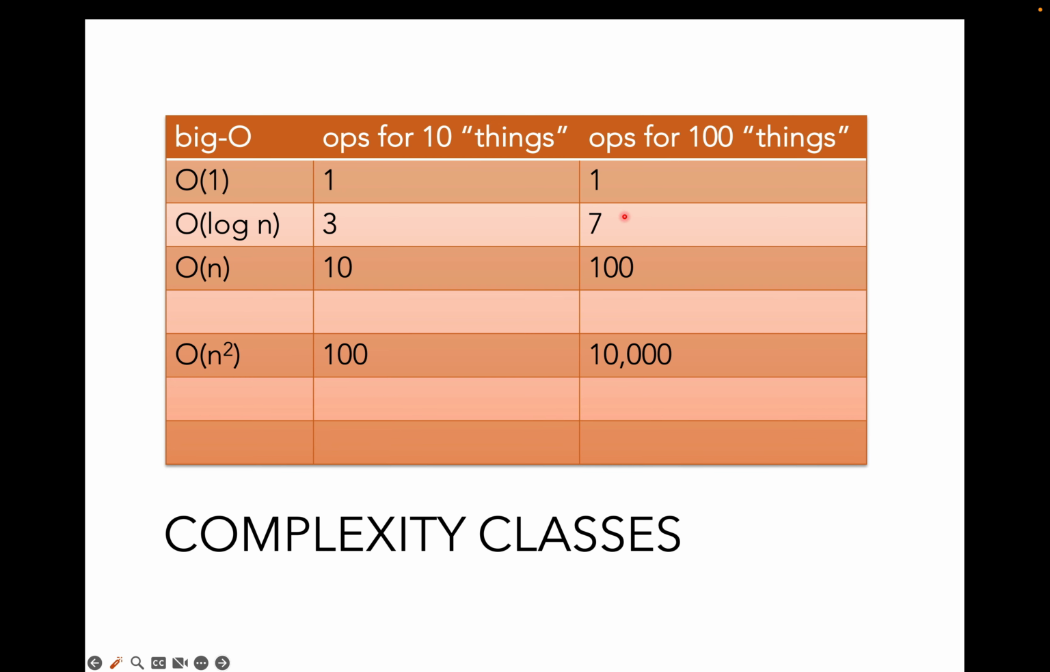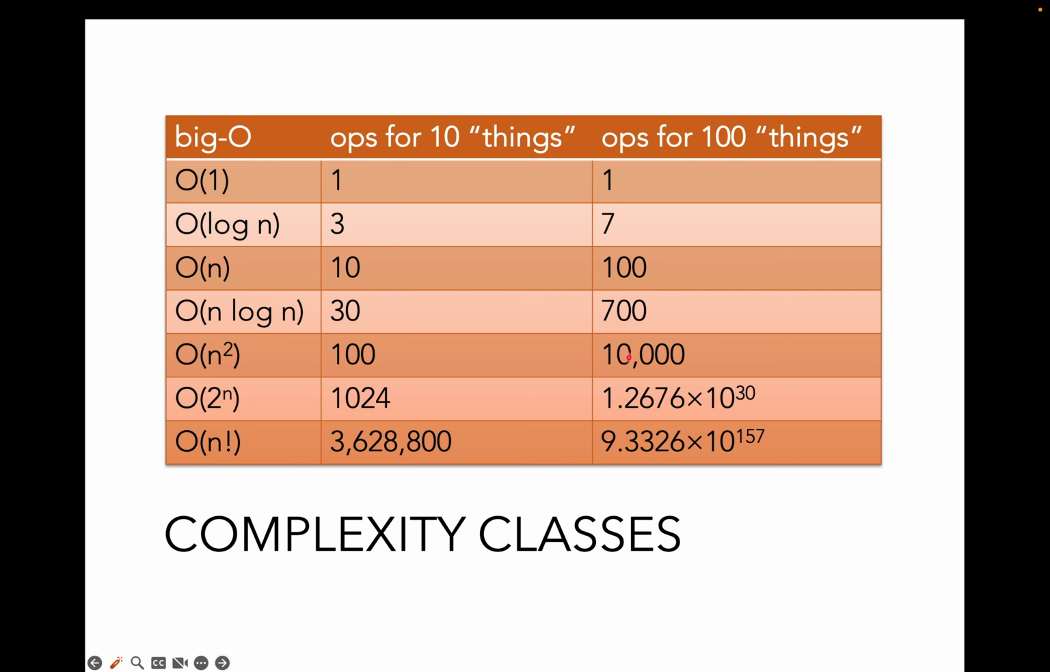I mentioned the Amazon database, right? Even if you've got 1 million things, if you do binary search on 1 million things, that's just 20 steps. 20 is nothing. N squared, though, is much worse. N squared is 100 for 10 things and 10,000 for 100 things.